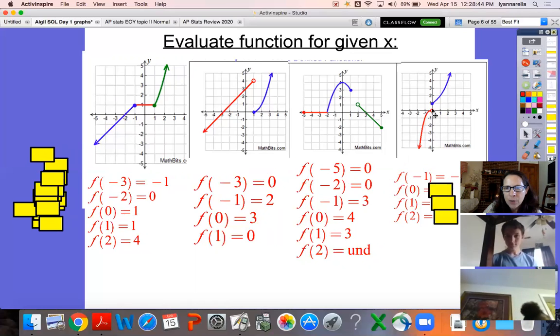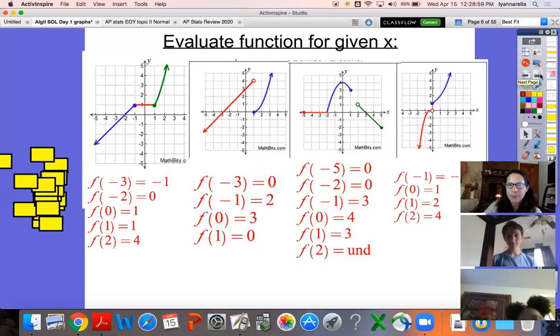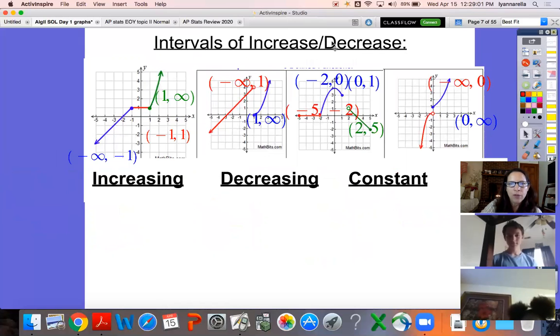f of 0, okay, I have two choices, here or here. So obviously I want to take the solid bubble, so it's 1. f of 1 looks like 2, and f of 2 looks like 4. Okay, are we good on the evaluates? Yes. Good. Okay, now intervals of increase and decrease.